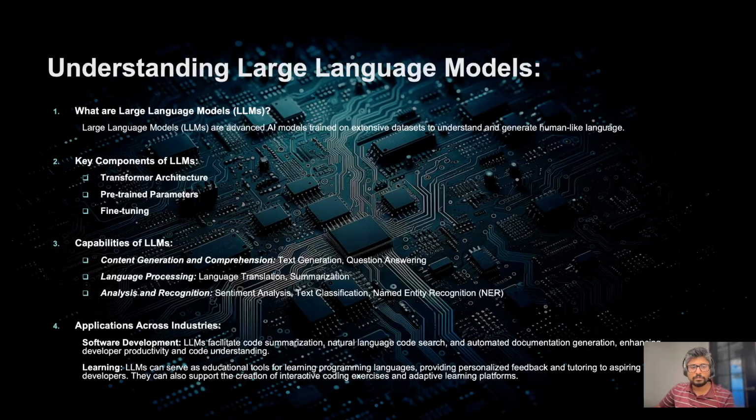At the heart of LLMs is the transformers architecture. This architecture allows the model to handle long-range dependencies in text, making it possible to generate coherent and contextually relevant responses. Pre-trained parameters. LLMs usually come with millions, billions, and sometimes trillions of pre-trained parameters. These parameters are learned from vast amounts of text data, enabling the model to understand language nuances and contexts.